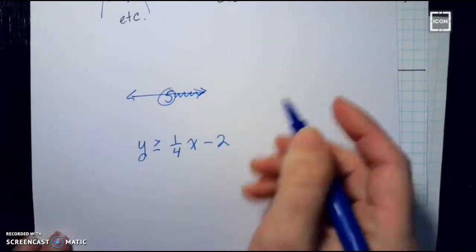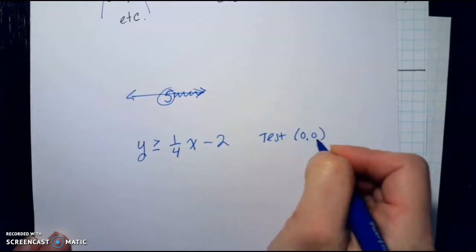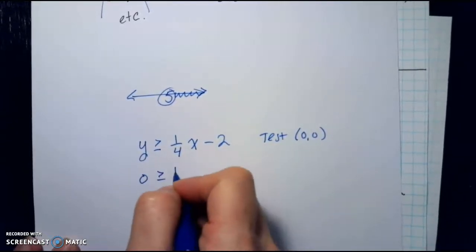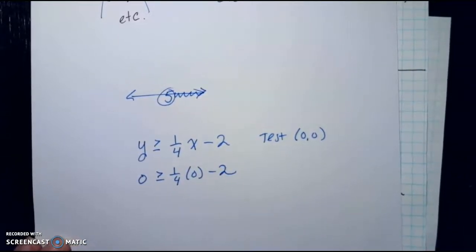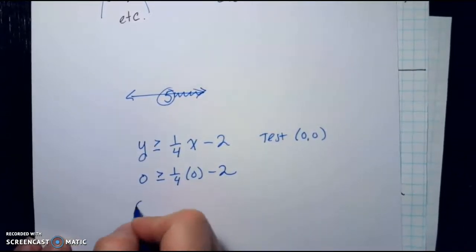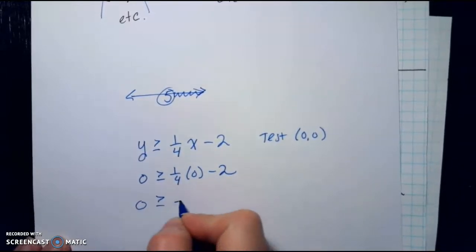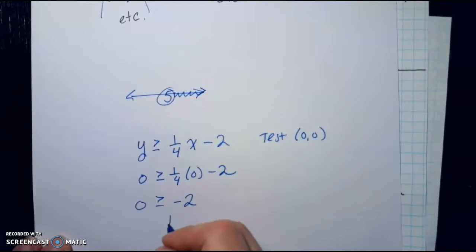Here's my inequality. So we're testing 0, 0, plugging in 0 for x and for y. And we just want to know, is the statement true or false? So I'm going to simplify each side. 1/4 times 0 is 0, minus 2 is -2. And I want to know, is 0 greater than or equal to -2? And yes, it is, because 0 is further to the right on the number line.